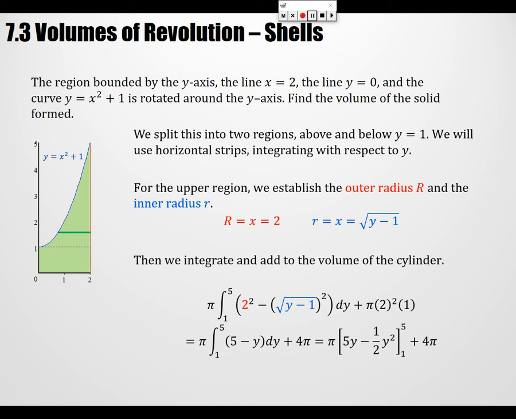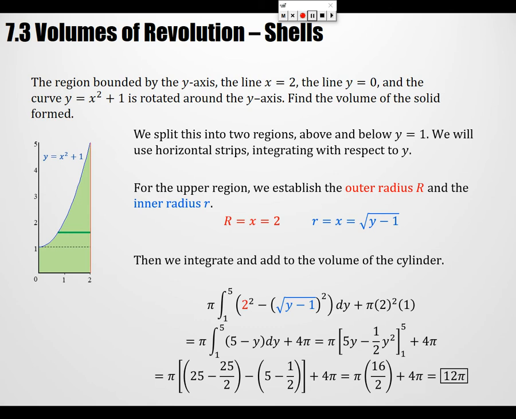And actually this one's not too bad to do by hand. Root y minus 1 squared is y minus 1. So we have 4 minus y plus 1, so it'd be just 5 minus y as the integrand. And we've got a 4 pi for the volume of the cylinder. Integrating here gives us this, and you can check my work if you like, but again, the emphasis is not that work. The answer we get is 12 pi.